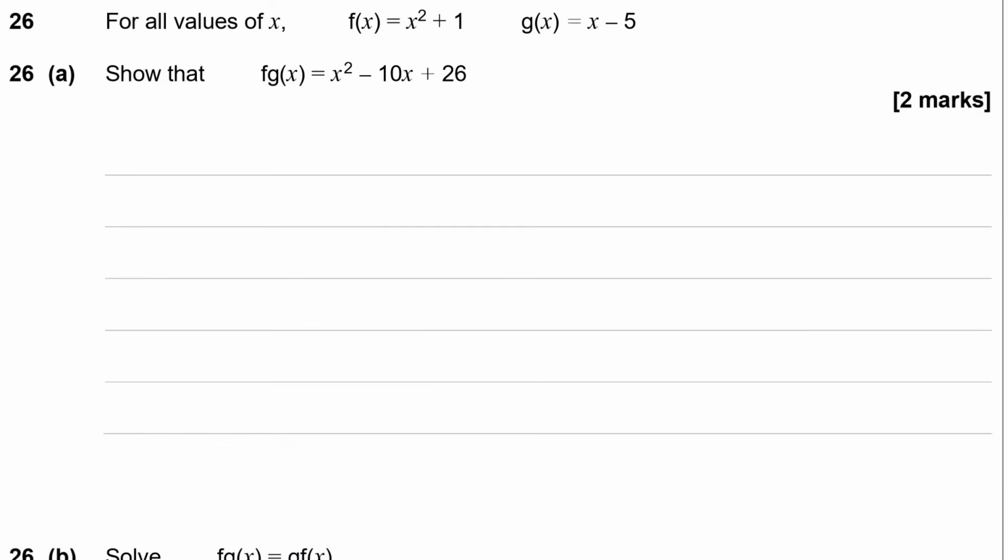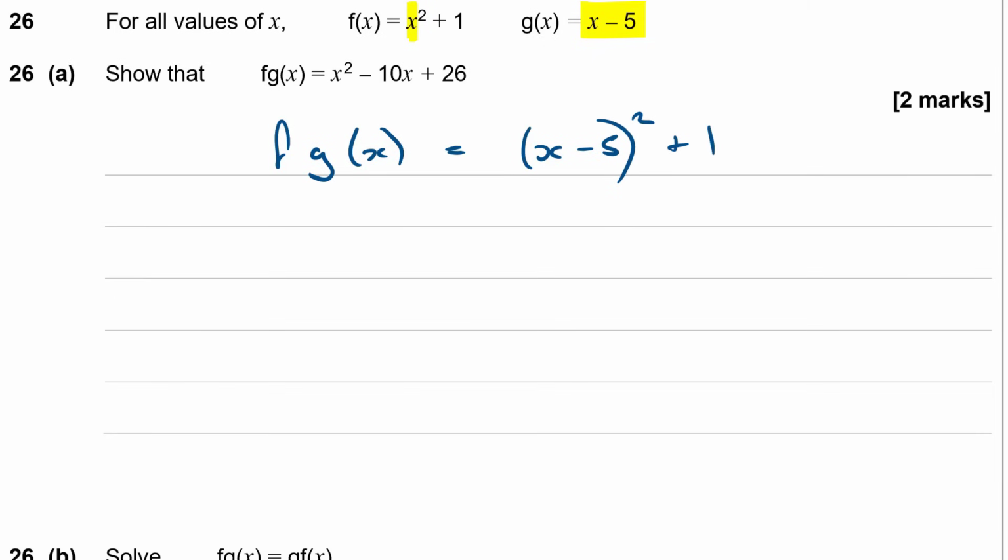I've been given two functions of x, f of x equals x squared plus 1 and g of x equals x minus 5. I need to show that f of g of x is that expression there. Now f of g of x means take g of x and put it inside f of x, which basically means wherever I see x in my f of x expression, I need to replace it with that expression. So I'm going to take my x squared plus 1 and insert x minus 5 in where I see the x.